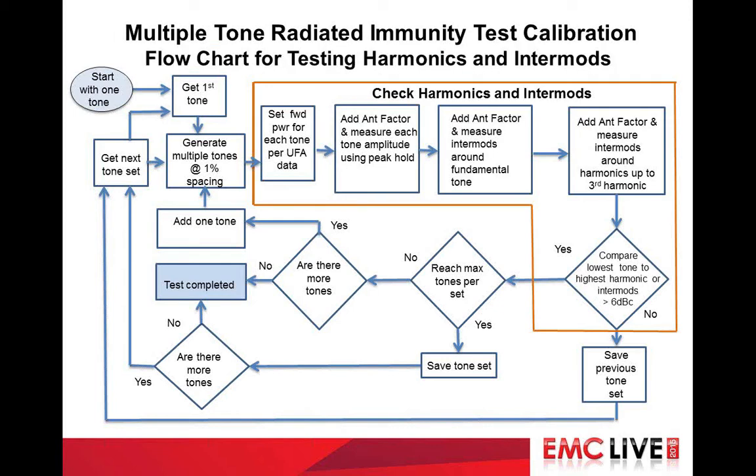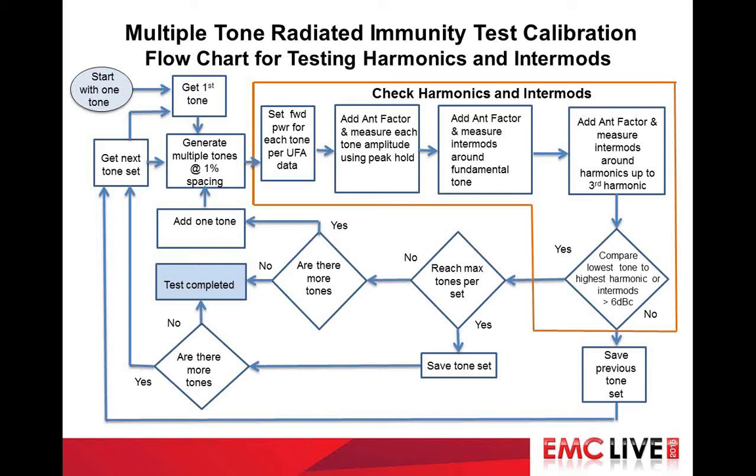This is a basic flowchart of how harmonics and intermods are checked with multiple tones. Again, this example starts with 1 tone. Check harmonics and intermod is based on the uniform field area forward power from part 1 of the calibration. Use that level to set the forward power for each tone. Add antenna factors, and with the vector signal analyzer, measure each tone amplitude using the peak hold function. Add antenna factors and measure intermods around the fundamental tone. Again, add antenna factor and measure the intermods around harmonics up to the 3rd harmonic.